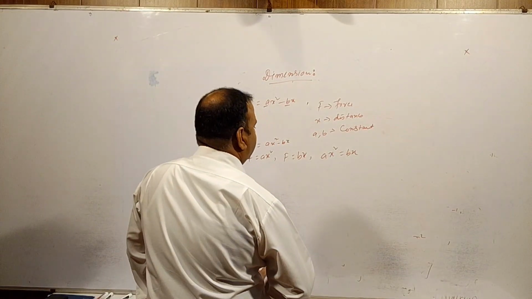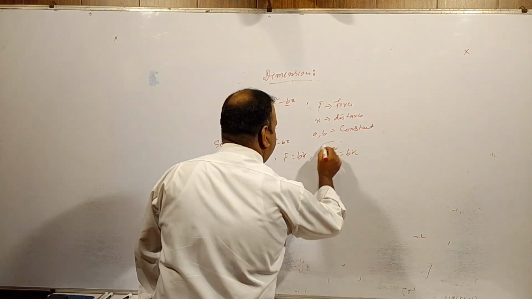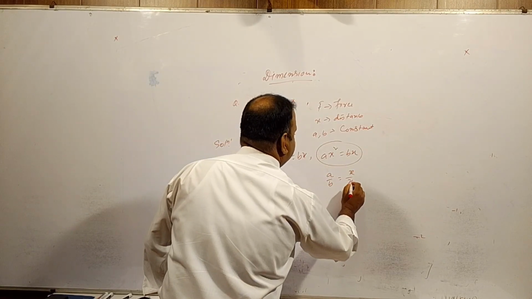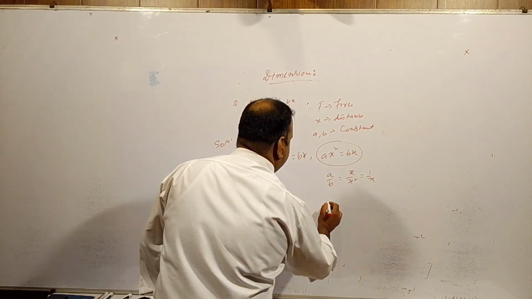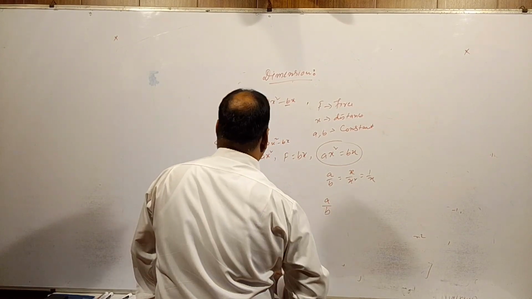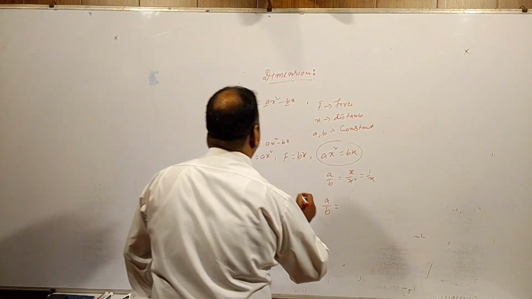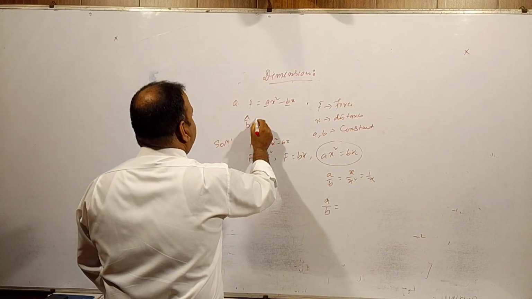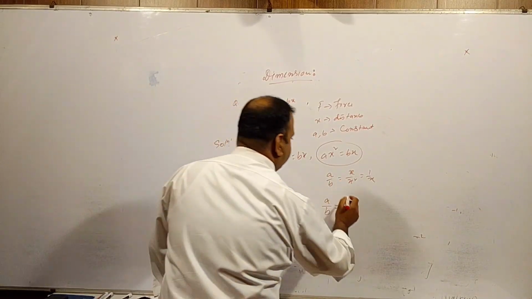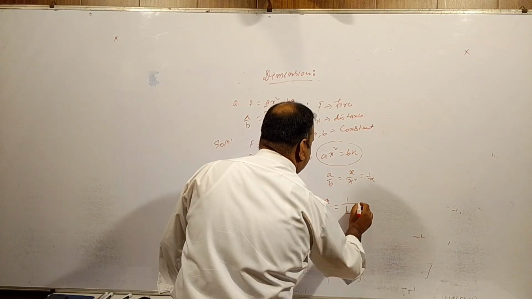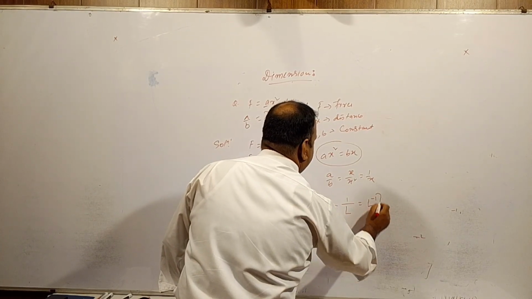Now directly, if we use this part, for a by b we can write x by x square, so it will be 1 by x. Suppose we are going to find a by b. So a by b will be 1 by x, where x is distance, meter, which is L. So L to the power minus 1.